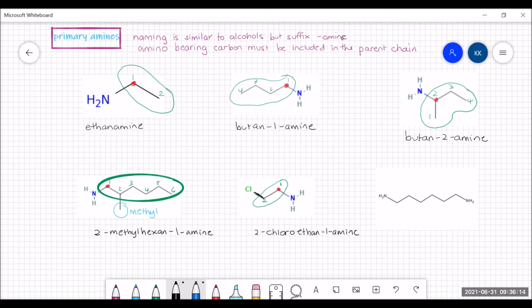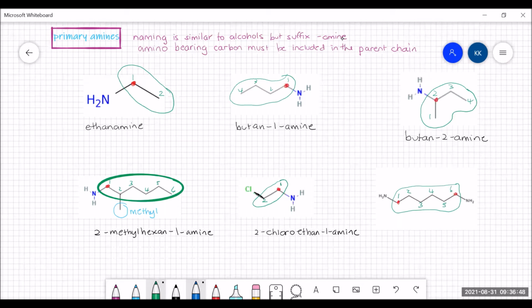What do you do though if you've got 2 amino groups? Well, in the same way that 2 alcohol groups made it a diol, 2 amino groups is going to make it diamine. So we're going to find the amino-bearing carbon. There are going to be 2 of them this time because we have 2 amino groups. Circle that longest carbon chain. It doesn't really matter because this molecule is symmetrical and the amino groups are on the ends. It doesn't matter which way you number the chain.